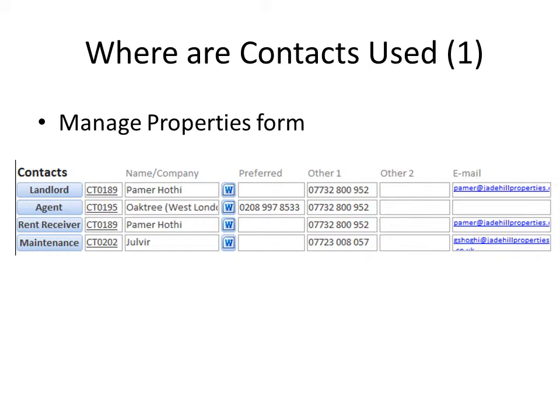This is the first of two main places in the in-house software where contacts are used. This is taken from the Manage Properties form. Every property is linked to several contacts, each of whom performs a different role. Sometimes the one contact, in this example Pema Hoti, is both the landlord and the rent receiver.